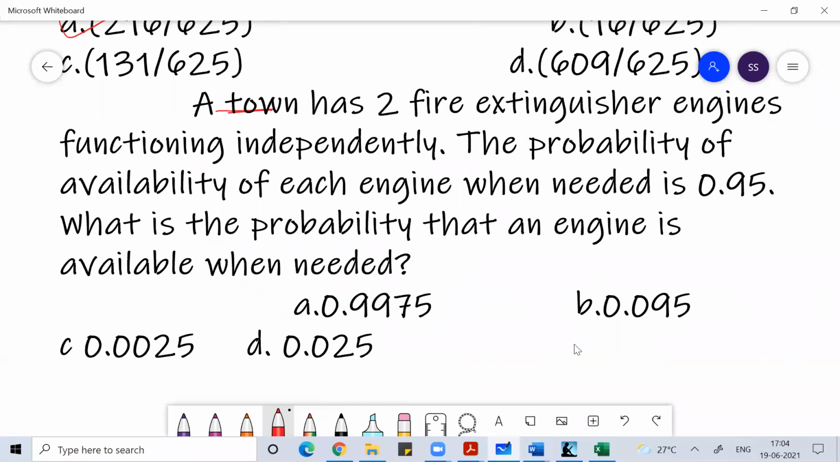A town has two fire extinguisher engines functioning independently. The probability of availability of each engine when needed is 0.95. What is the probability that an engine is available when needed? Let's see. Do this, guys. Tell me the answer.